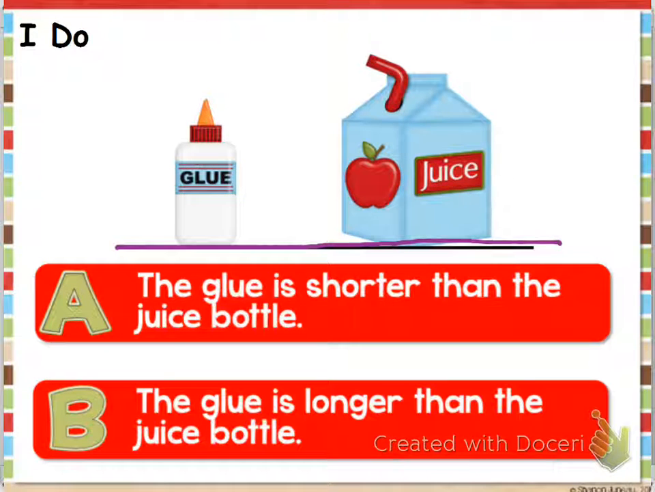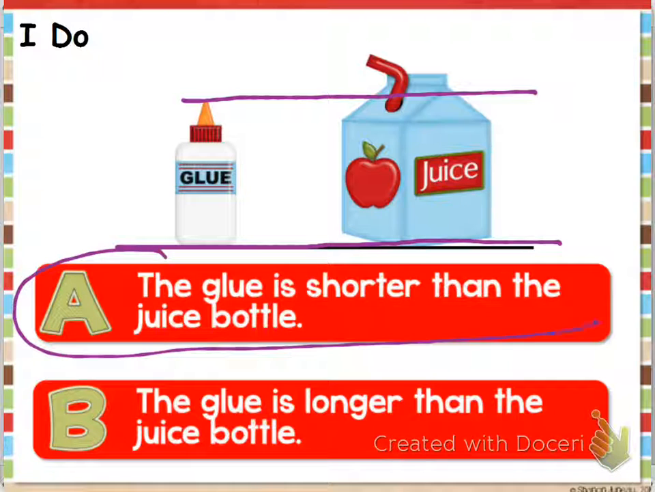It says the glue is longer than the juice box. Well, looking at this, the glue is definitely not longer because we know that longer would mean that it's taller or it's bigger. And that's definitely not the case. So we know that the glue is shorter. It's smaller than that juice box. So it is A. The glue is shorter than the juice box.